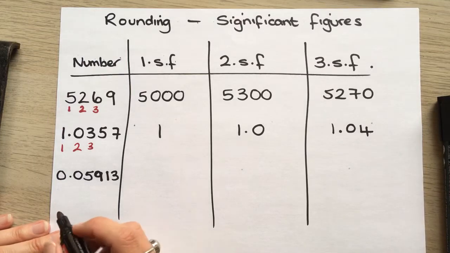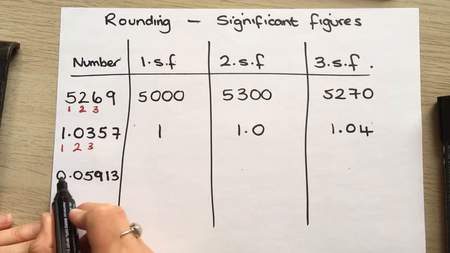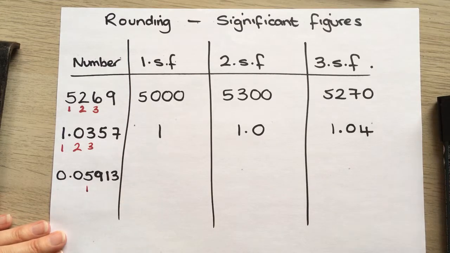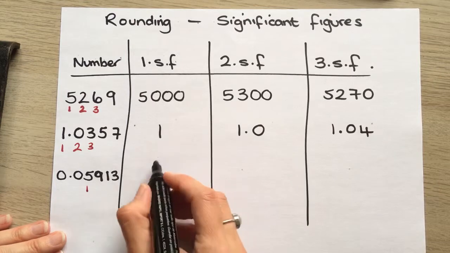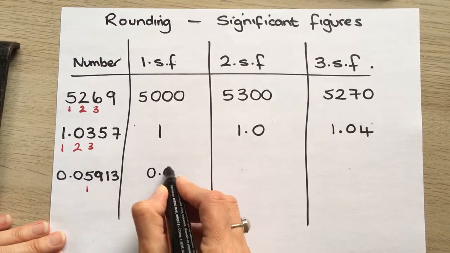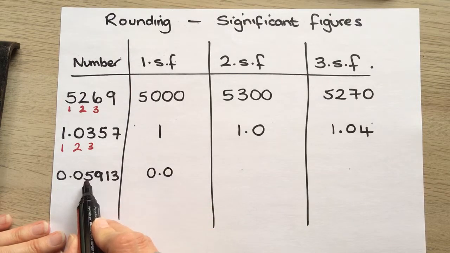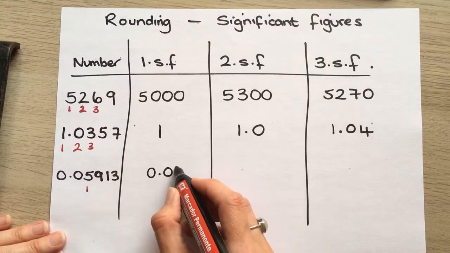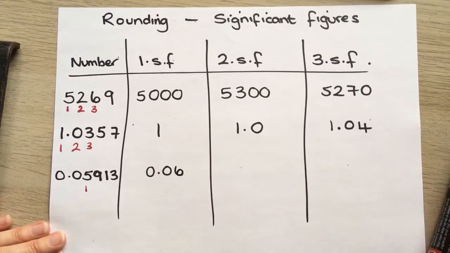Now, this is important. We don't start counting until we get to the first non-zero digit, which appears when we get to the 5. So it's going to be 0.0, and then we need to decide if this 5 stays as a 5 or changes to a 6 by looking at this number next to it, which is a 9, which is 5 or more. So this moves to a 6.